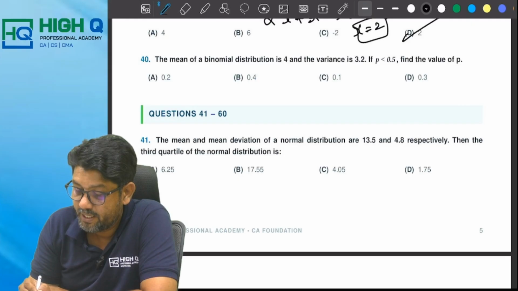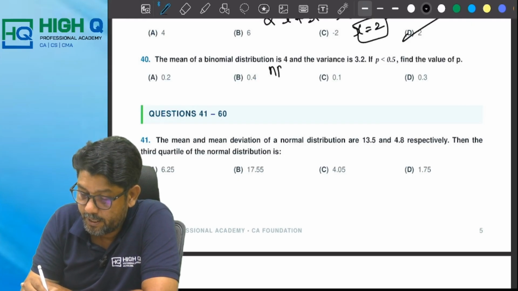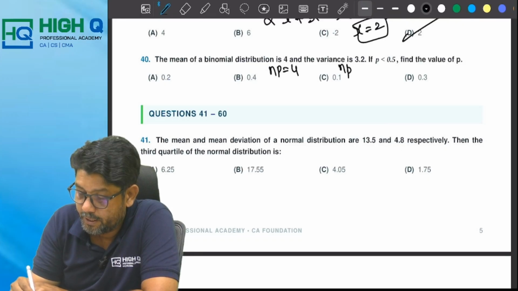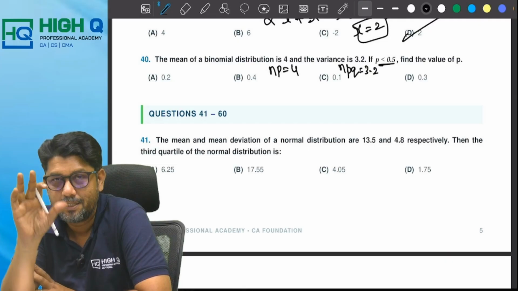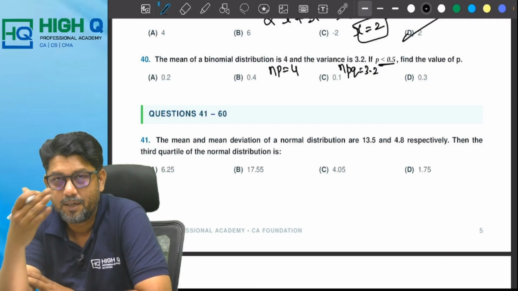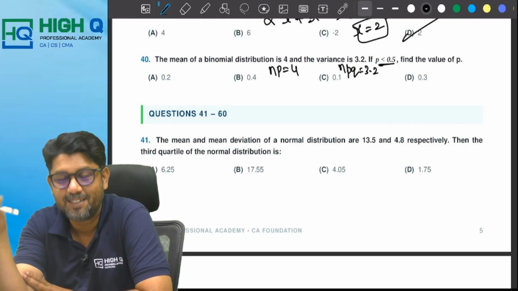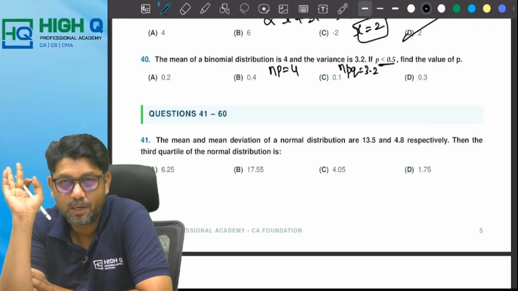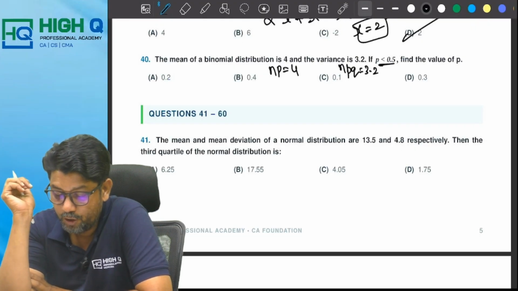The mean of a binomial distribution is 4 and the variance is 3.2. That means np is equal to 4, npq is equal to 3.2, and p is less than 0.5. That is what is meant by saying the distribution is not symmetric. That is what is given.